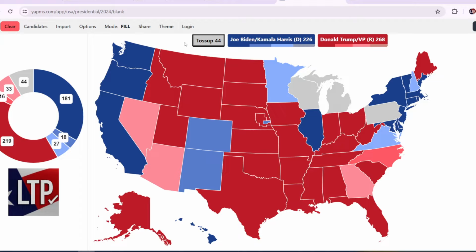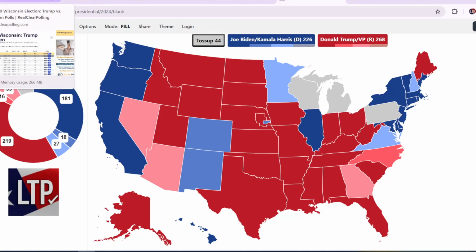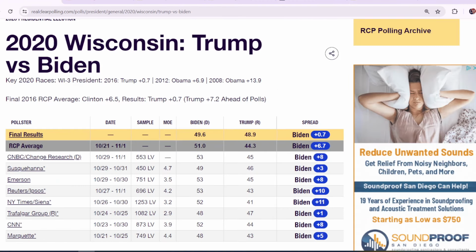Even when you apply the polling error of 1% in favor of Biden, Trump still beats Biden in this state. And then moving on to the Rust Belt, starting off with Wisconsin. Back in the 2020 election, polls were extremely off in this state. They had Biden winning it by nearly 7%. In the final results, he only won it by under a percentage point, 0.7%.